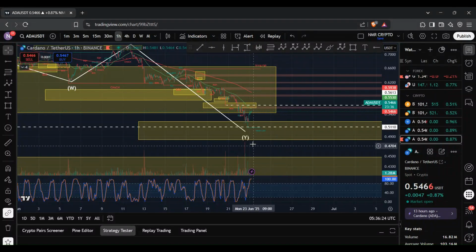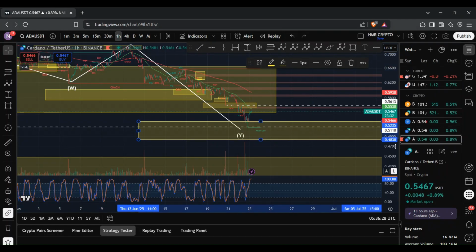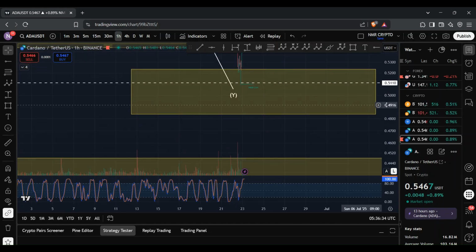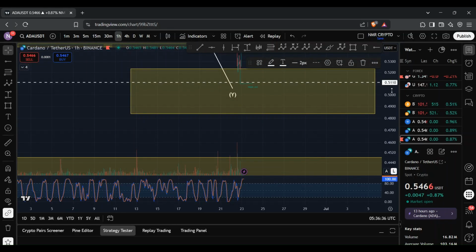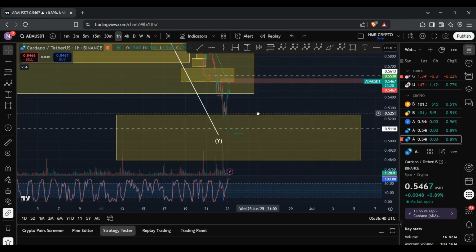So ADA ended up tapping into the wave high target, sitting between 48.38 cents to 52.35 cents. And in addition to that, you can also see that we ended up breaching past this local low at 51.1 cents. And that then further confirmed that we were bearish.